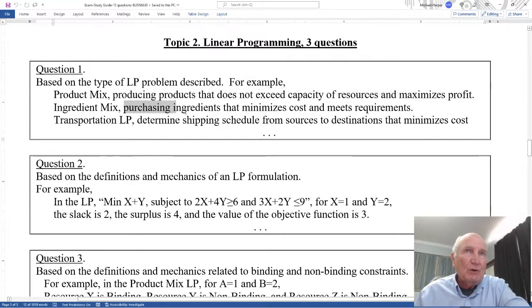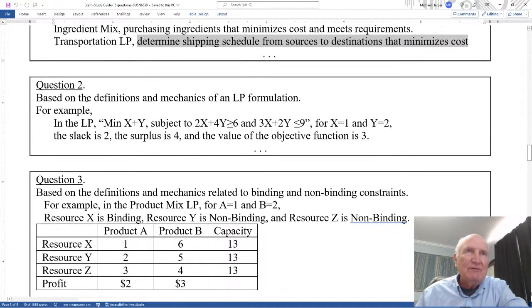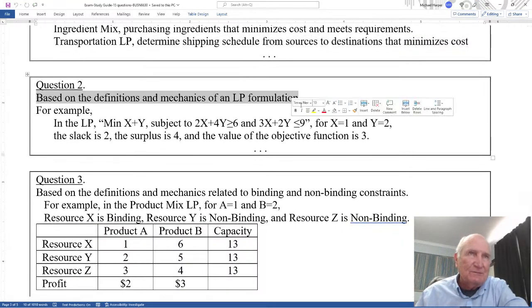Ingredient mix, purchasing ingredients that minimizes cost and meets requirements. Transportation determines a shipping schedule from sources to destinations that minimizes cost. When I describe something, oh, that's a product mix problem. That's an ingredient mix problem. Question 2 is based on the definitions and mechanics of LP formulation.